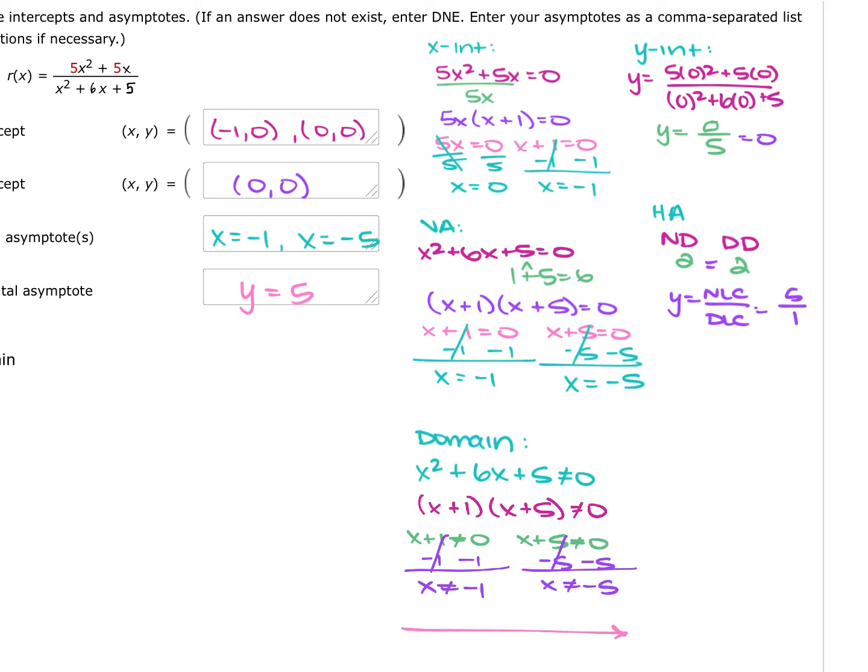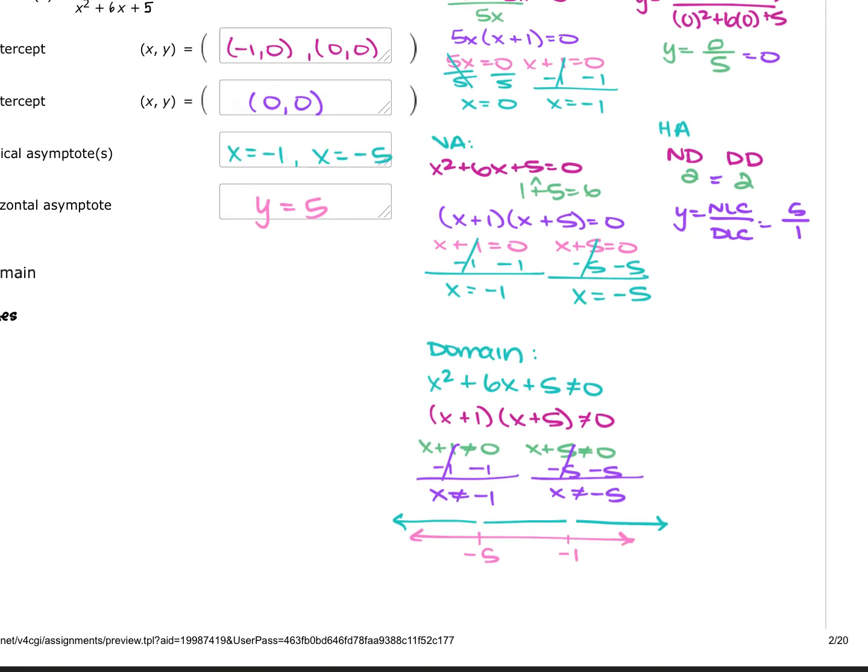If you have a number line, you're going to find negative 5 and negative 1. You're going to draw a line that covers every number from negative infinity to positive infinity and erase over that negative 5 and that negative 1. So if you write this using interval notation, you are going to have negative infinity up to negative 5, with a union from negative 5 to negative 1, with a union from negative 1 to infinity.